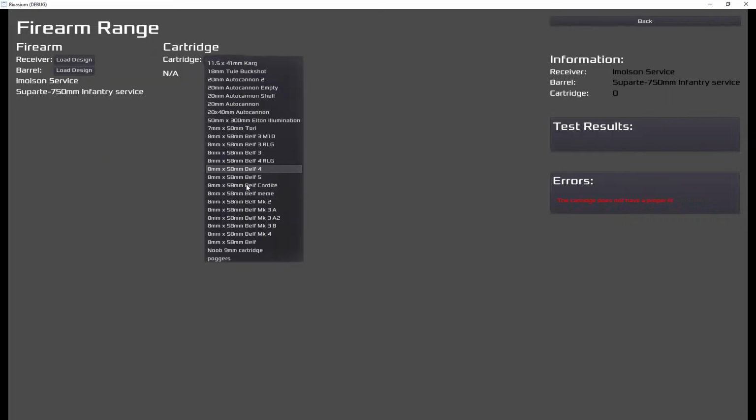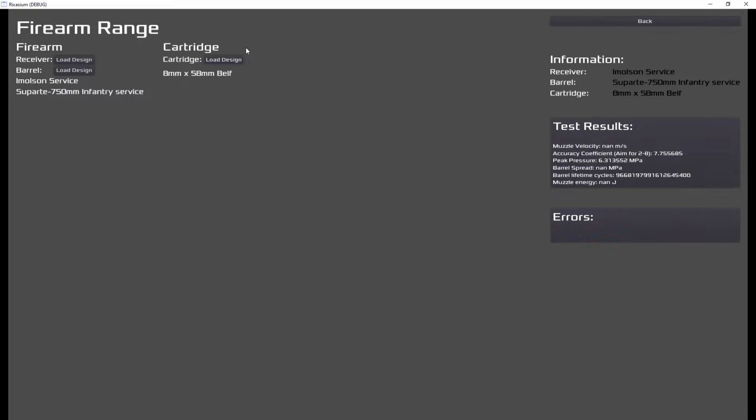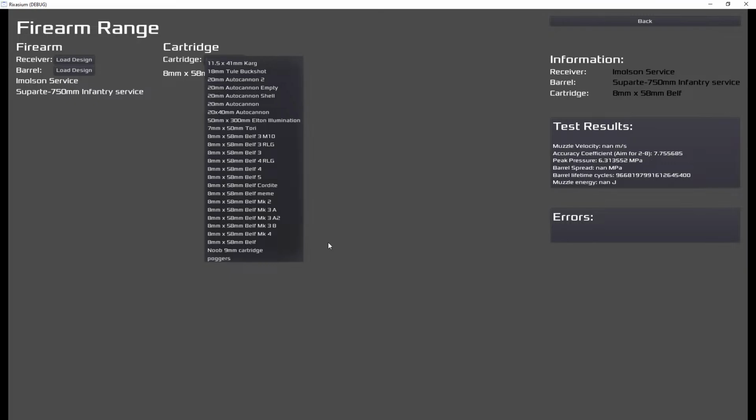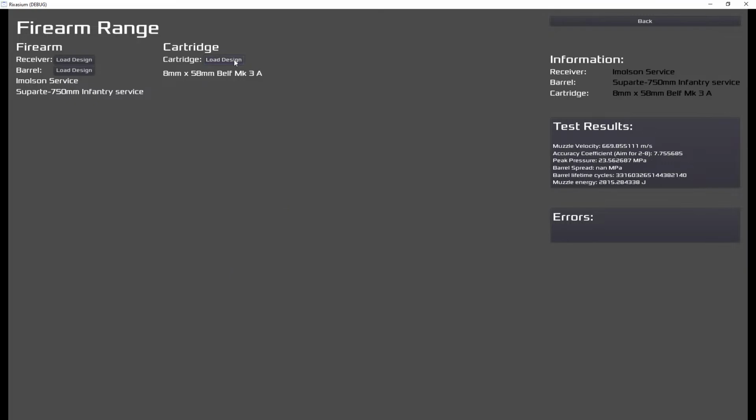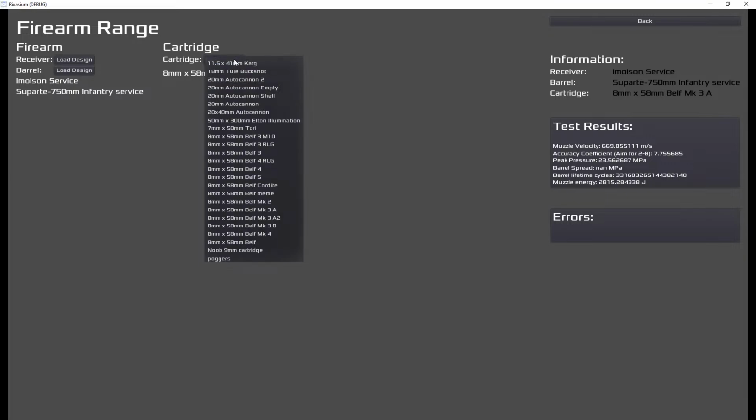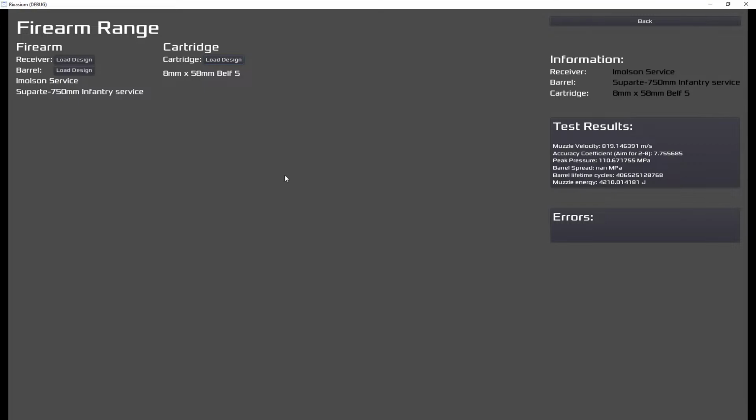Alright, let's take the service rifle. And the belf here. Barrel spread doesn't exist because there's no velocity. So the Mark 3A. Mark 5. So is the arrow, is it just too small? I don't get it.